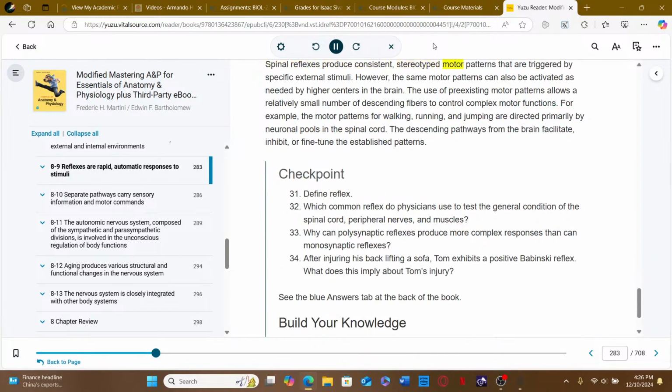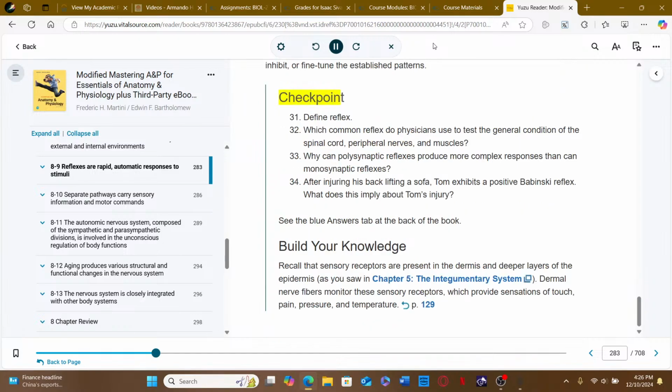Spinal reflexes produce consistent, stereotyped motor patterns that are triggered by specific external stimuli. However, the same motor patterns can also be activated as needed by higher centers in the brain. The use of pre-existing motor patterns allows a relatively small number of descending fibers to control complex motor functions. For example, the motor patterns for walking, running, and jumping are directed primarily by neuronal pools in the spinal cord. The descending pathways from the brain facilitate, inhibit, or fine-tune the established patterns.